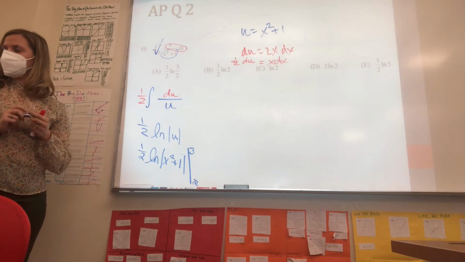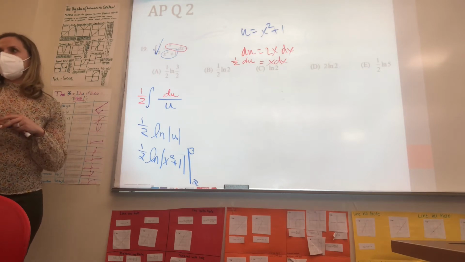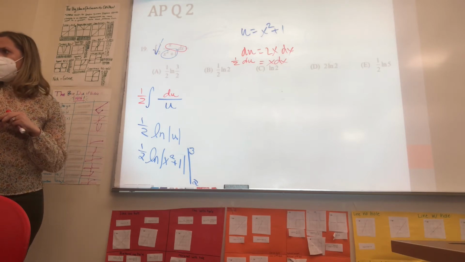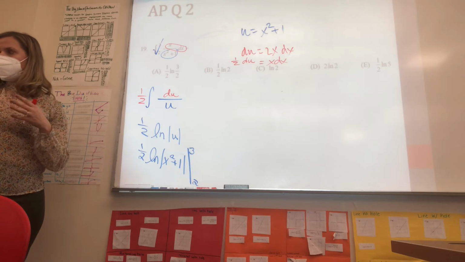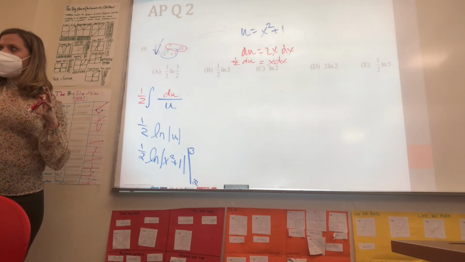Why do we use absolute value for that? Because you can't take the natural log of a negative number, so that just ensures that the argument is positive.